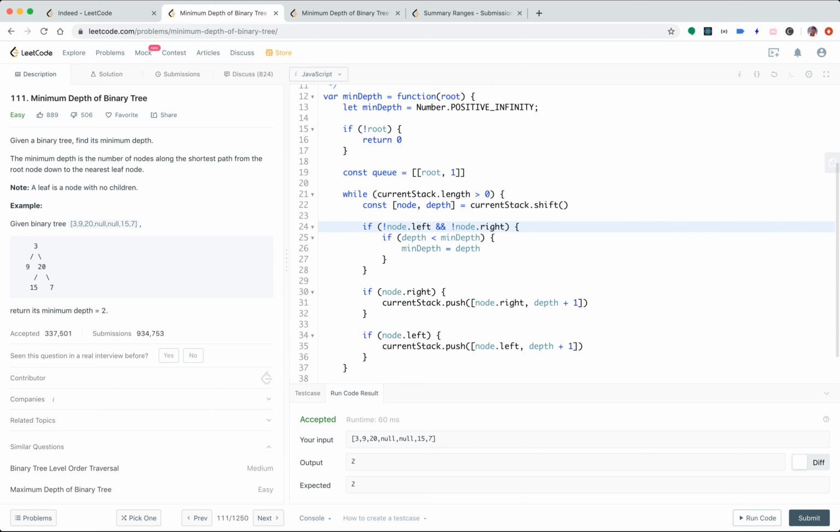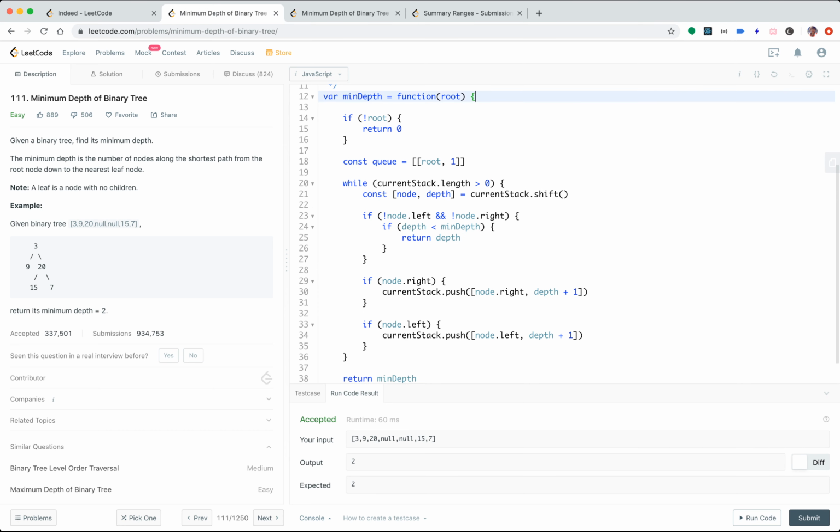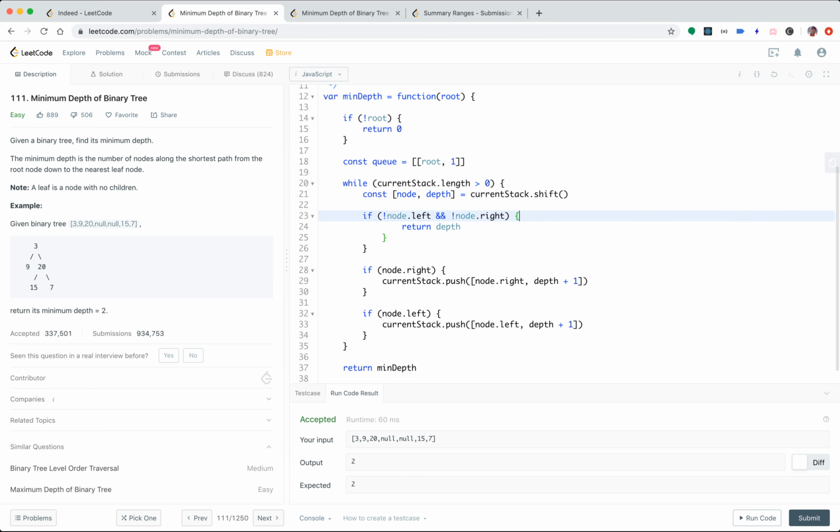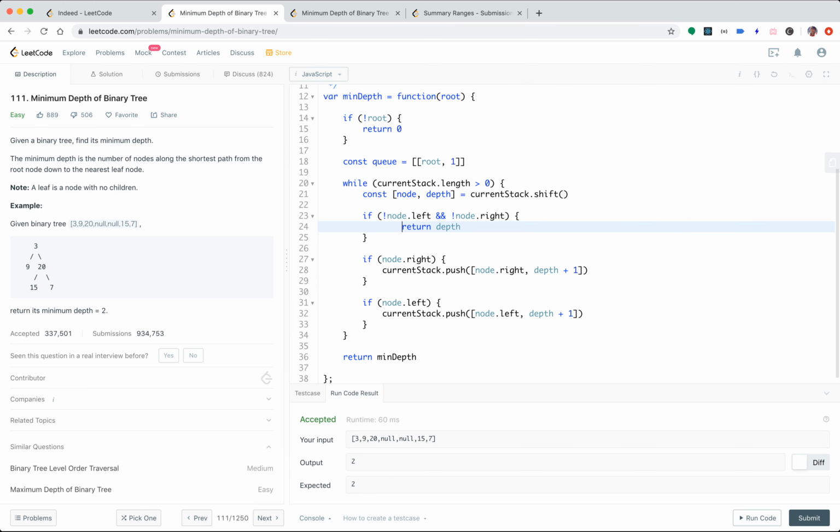We get the first node and then check if it is a leaf. If so, we can break and just return the depth. We don't need to keep track of the mean depth, right? Yeah. We can find the first one and just return the depth.